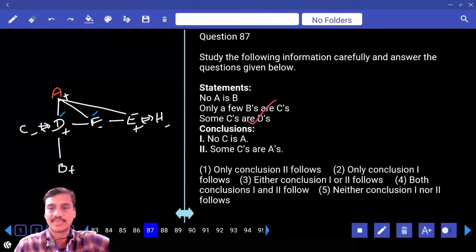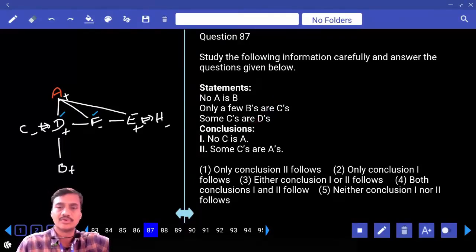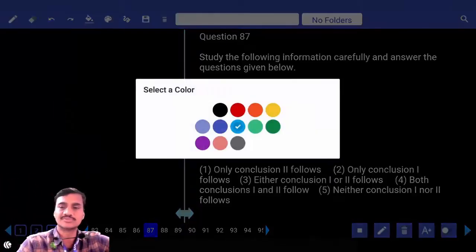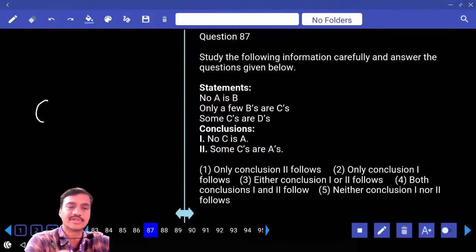Then 87. Only one question is given under this blood relation. Then 87, only a few. No A is B. It comes under syllogisms here. No A is B can be written like this: this is A and this is B. No A is B, so these two cannot intersect here.